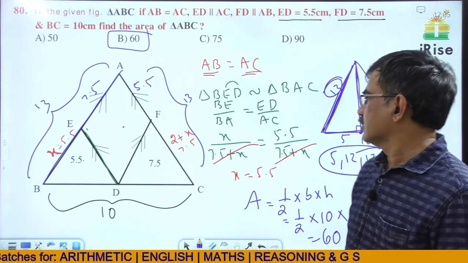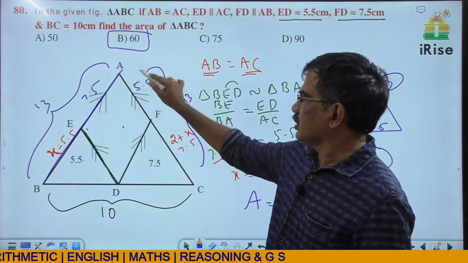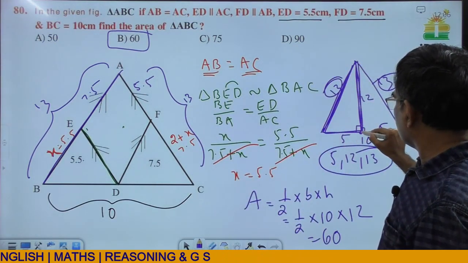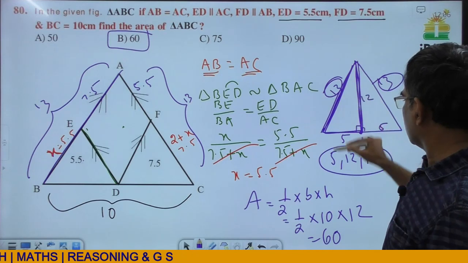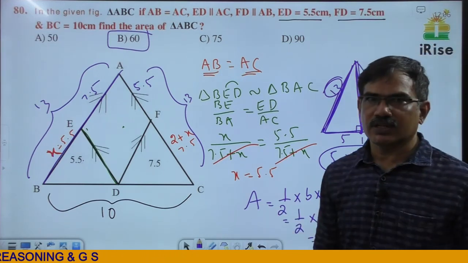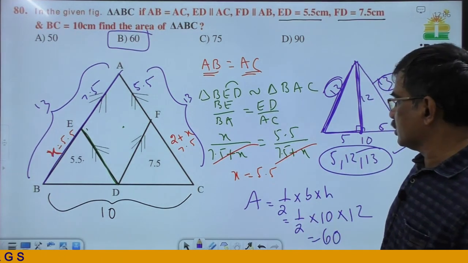So here, finding the x value 5.5, and this is an isosceles triangle. If you draw a perpendicular passing through the midpoint, 5, 12, 13 right angle triad, base and height are known, we can find the area of the triangle. Half into base 10 into height 12. So 60 is the answer.